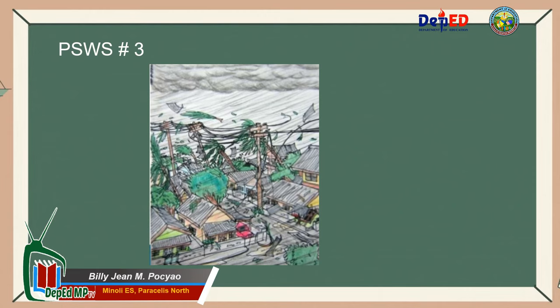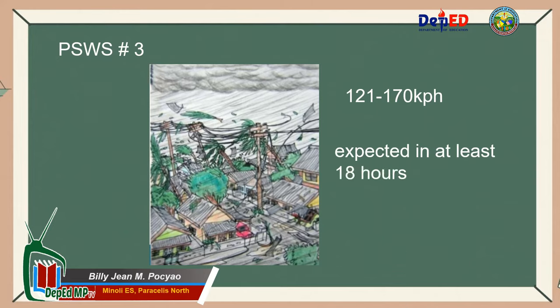Public storm signal number 3 has the following environmental condition. A tropical cyclone will affect the locality. Winds moving at a speed of 121 to 170 km per hour may be expected in at least 18 hours. The impact of the wind: many coconut trees may be broken or destroyed.